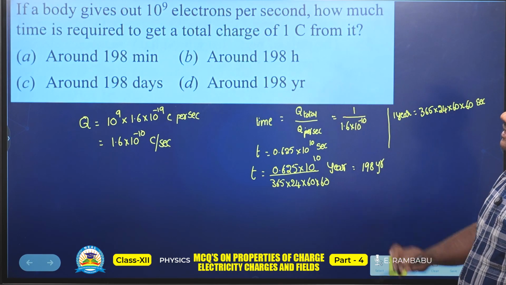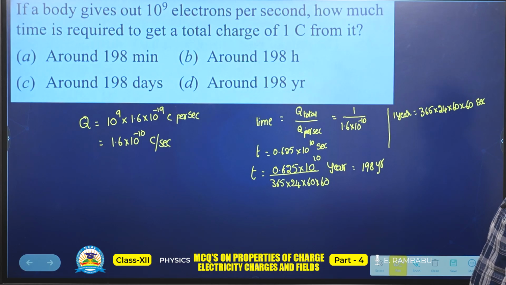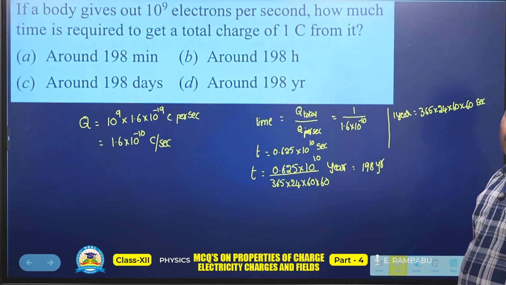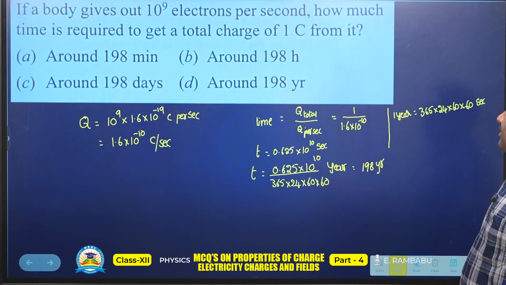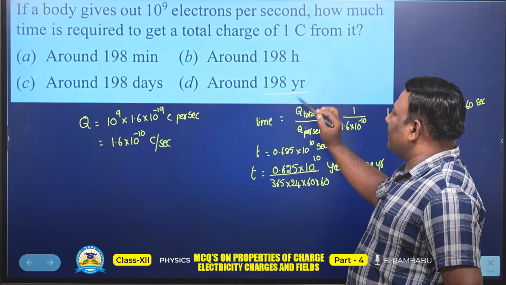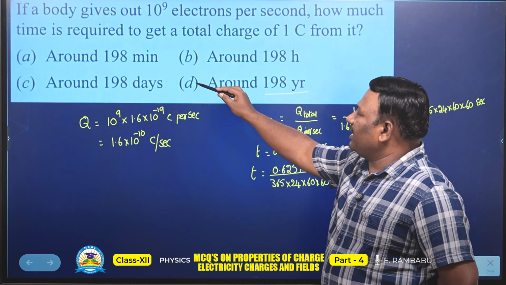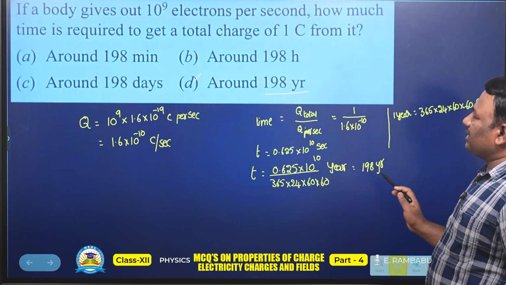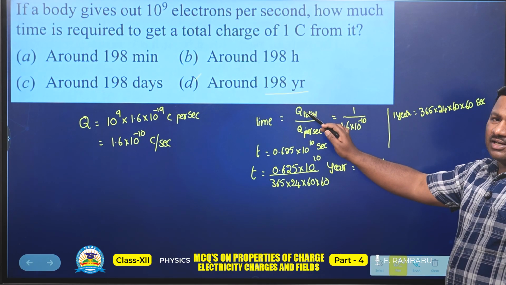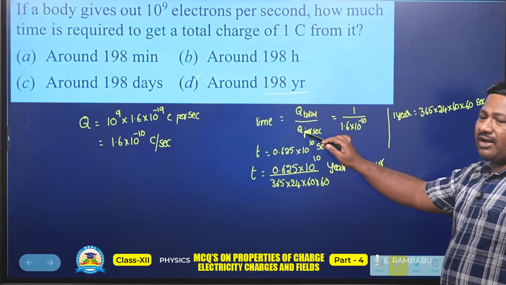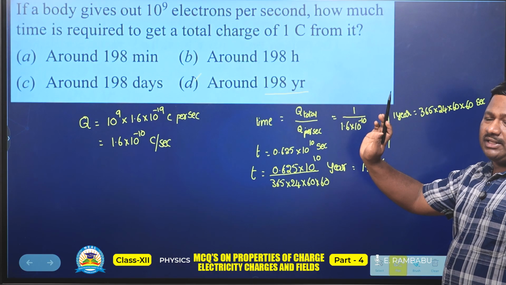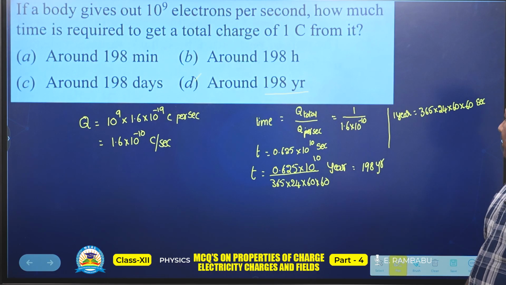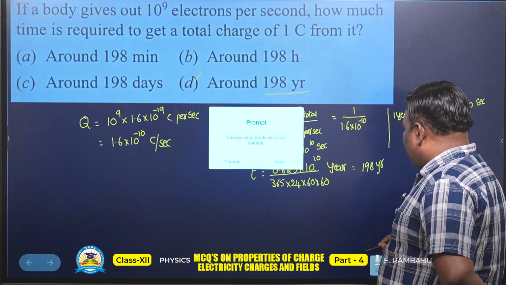Whenever 10 to the power 9 electrons per second are given out by the body, the body obtains 1 coulomb after 198 years. Option D is the answer. But remember the procedure: total charge acquired by the body divided by the charge per second given out by the body. Based on that we solve this type of question. And next.